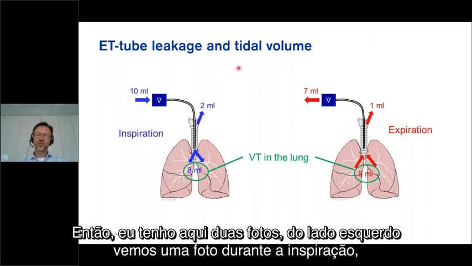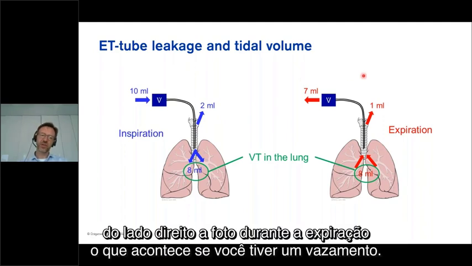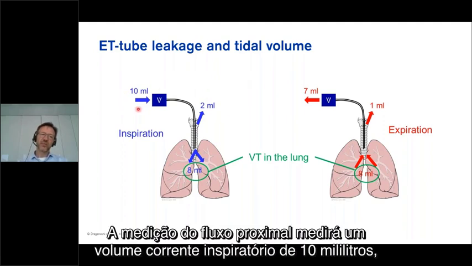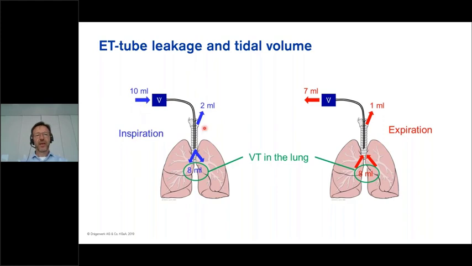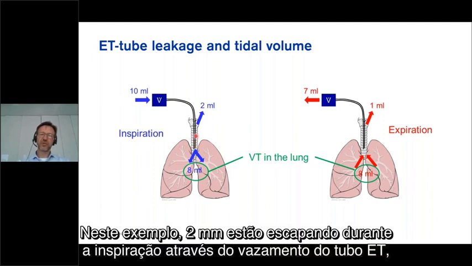So I have here two pictures. On the left side, we see a picture during inspiration. On the right side, a picture during expiration. What happens if you have a leak, ET tube leakage, is the following. During the inspiration, the proximal flow measurement will measure an inspiratory tidal volume of 10 milliliters. But in reality, in the lung, there will be only 8 milliliters delivered. In this example, 2 milliliters are escaping during inspiration through the ET tube leak.